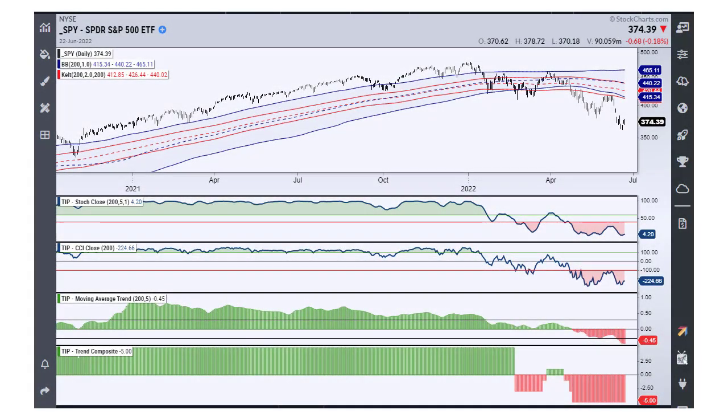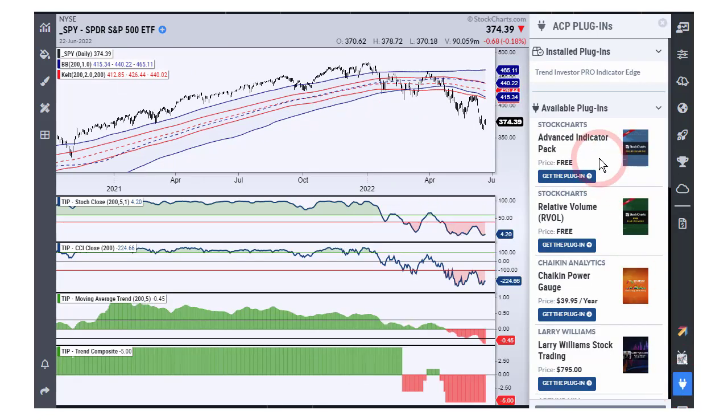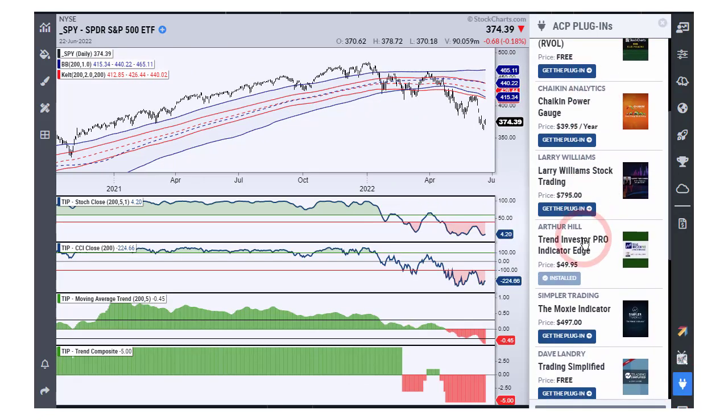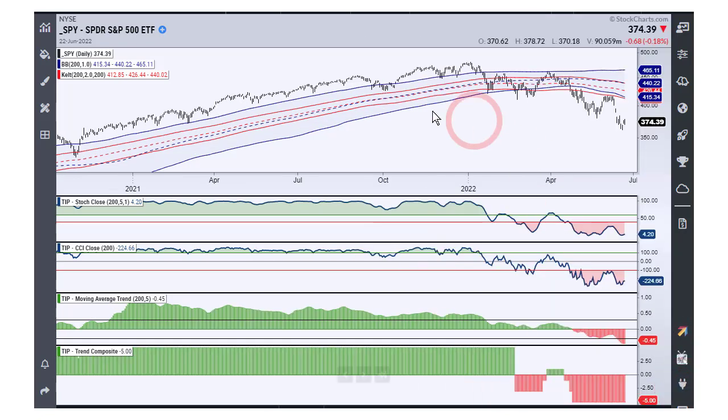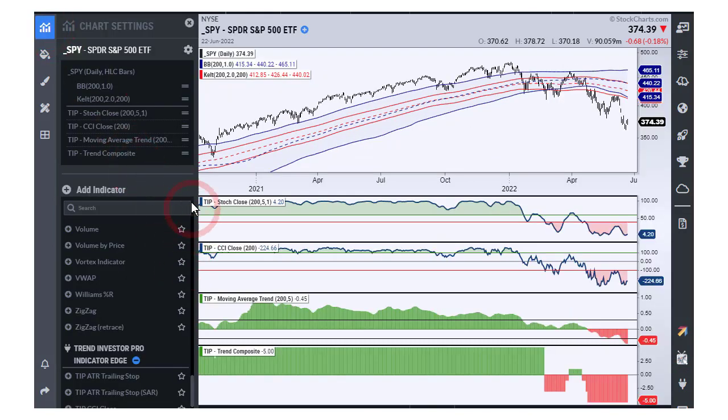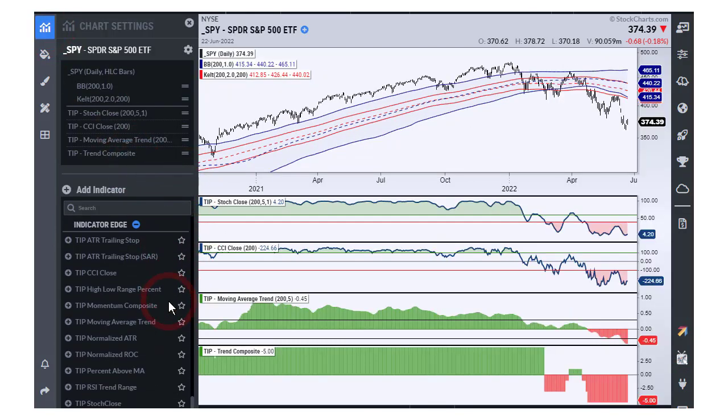So here I've made some adjustments, and I put all the indicators on 200 days. And by the way, if you're interested in the trend composite, down at the bottom here you have the plugins icon, and there you can see the Trend Investor Pro Indicator Edge plugin. Then over on the left at the top, you can open up the chart settings window and scroll down to see all the indicators available in this plugin, including the ATR trailing stop.